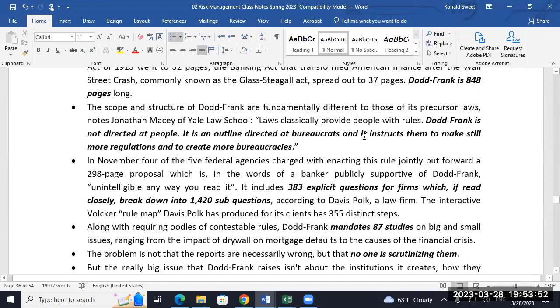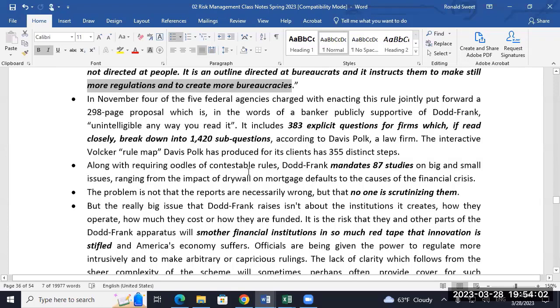do they really know? So Dodd-Frank is not directed at people. It is an outline directed at bureaucrats, and instructs them to make more regulations and create more bureaucracies. It includes 383 explicit questions for firms, which if read closely break down to 1,420 sub-questions.